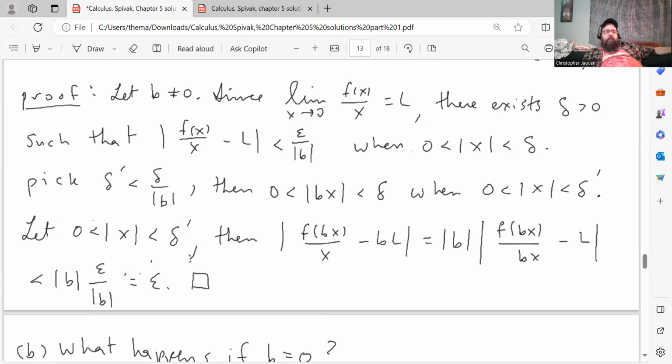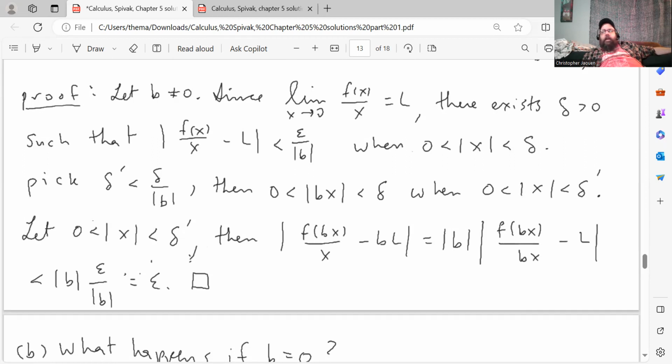All right, let 0 be less than absolute value x less than delta prime, then that makes this thing. Before I use this fact, I can factor out a common factor of b from both of these, and then just factor out the absolute value. So actually, this is equal to absolute value b times absolute value f of bx over bx minus l. If you factor b out of this, you just end up dividing by a factor of b.